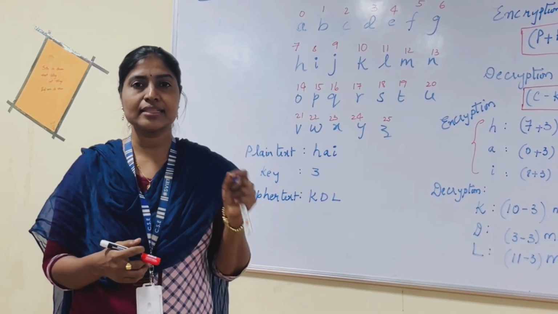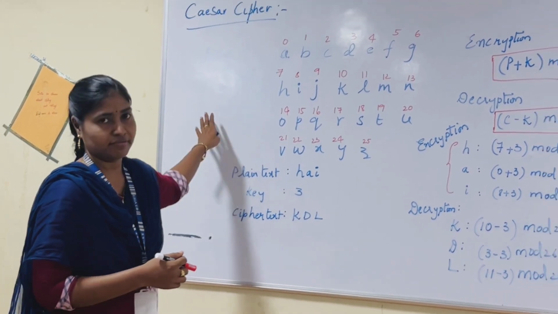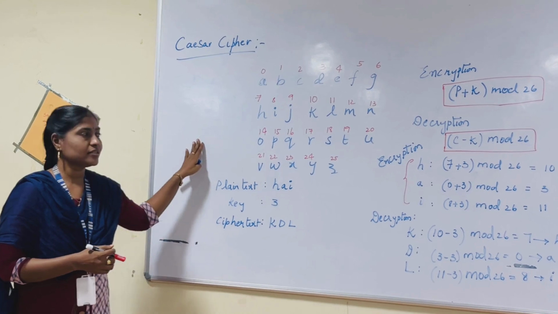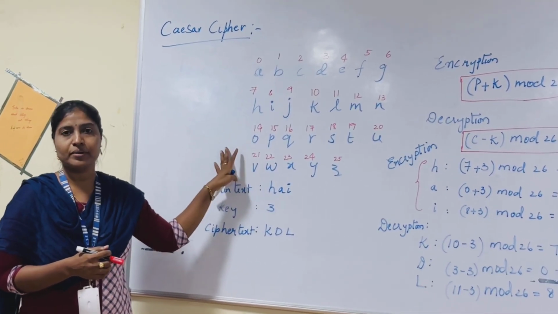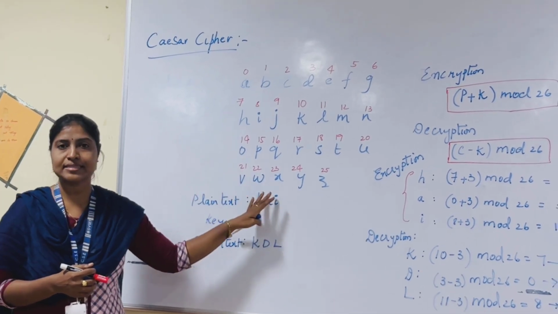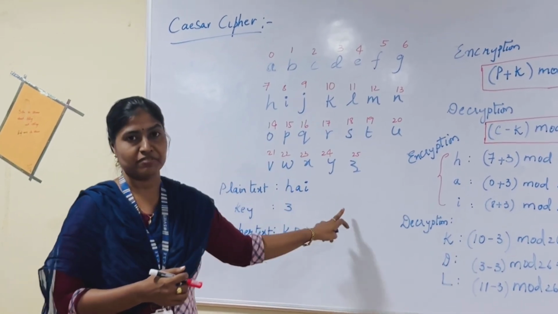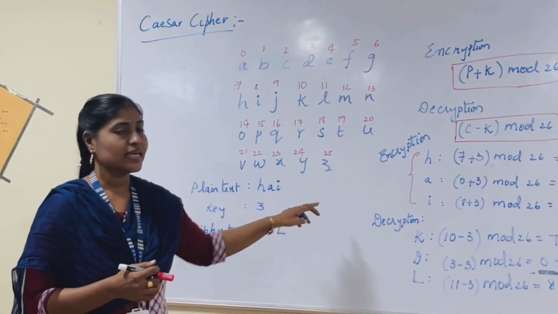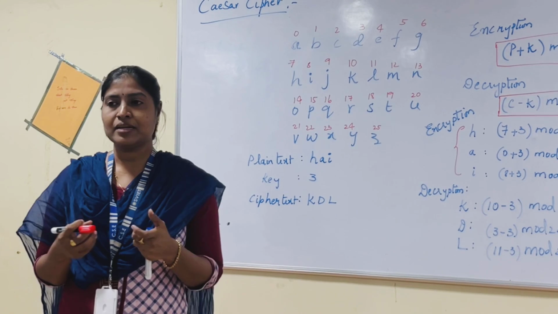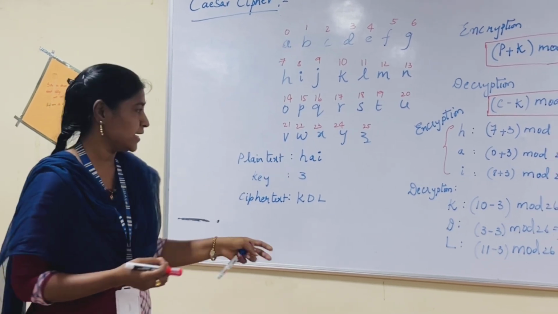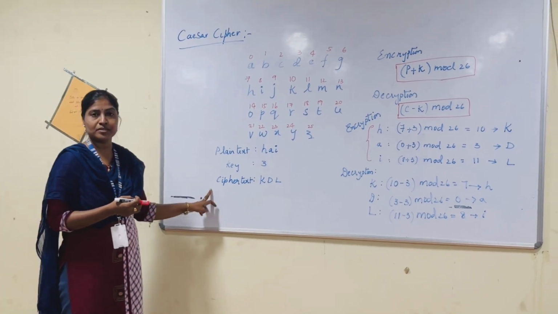The first and simplest technique in substitution is the Caesar cipher. In the Caesar cipher, we take the English alphabet, which has 26 characters. Each character is given a number starting from 0 to 25. Here we use lowercase letters to represent the plain text, and we use capital letters to represent the ciphertext.